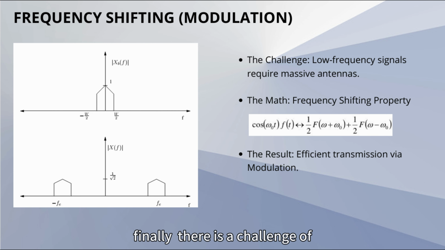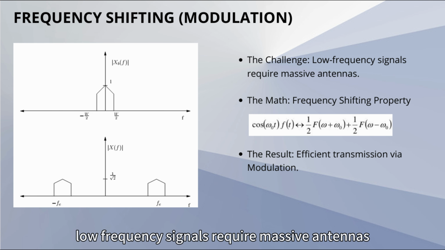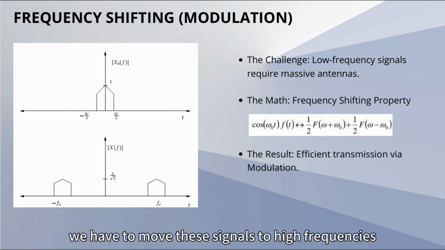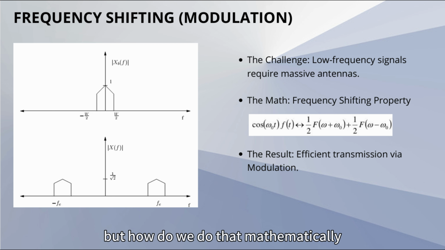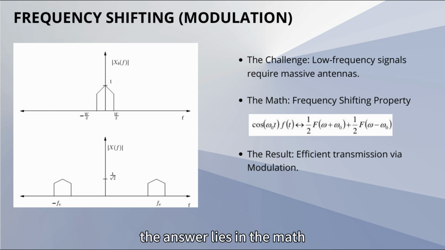Finally, there is the challenge of transmitting the signal over the air. Low-frequency signals require massive antennas. We have to move these signals to high frequencies. But how do we do that mathematically? The answer lies in the math.